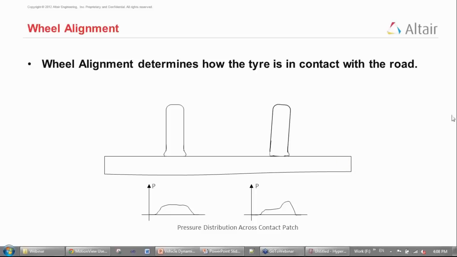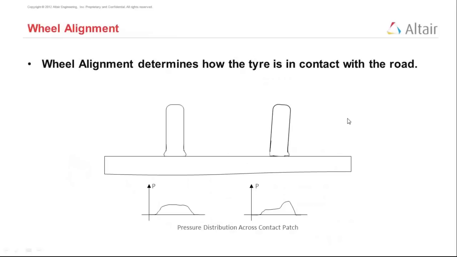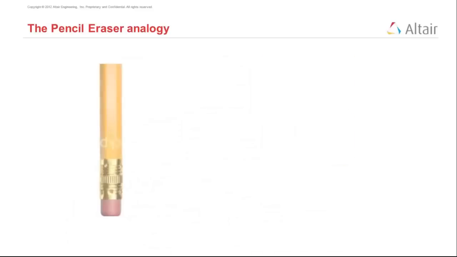To give you intuition of what is happening here, and to give you an understanding of the fact that having even a small camber is going to reduce your grip, let me give you an analogy. Everybody at some point of time has seen a pencil with a rubber tip at the end, right? Let's do a thought experiment. If you take this pencil, place it vertically like this, and try and rub something, what is going to happen?